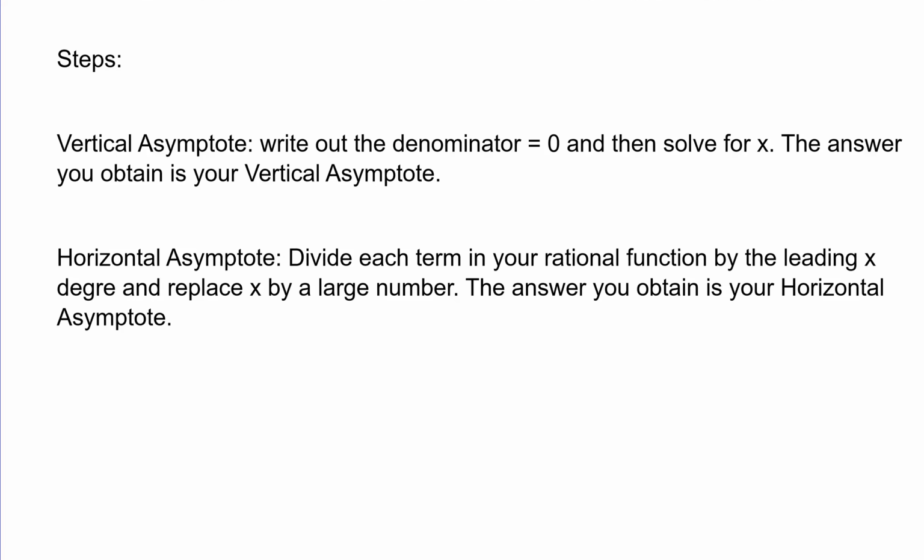Alright, so the steps to take to find a vertical asymptote would be to write out the denominator and then say that it's equal to 0 and then solve for x. The answer you obtain is your vertical asymptote. For the horizontal asymptote, divide each term in your rational function by the leading x degree and replace x by a large number. We usually use infinity or something like 100,000. The answer you obtain is your horizontal asymptote.